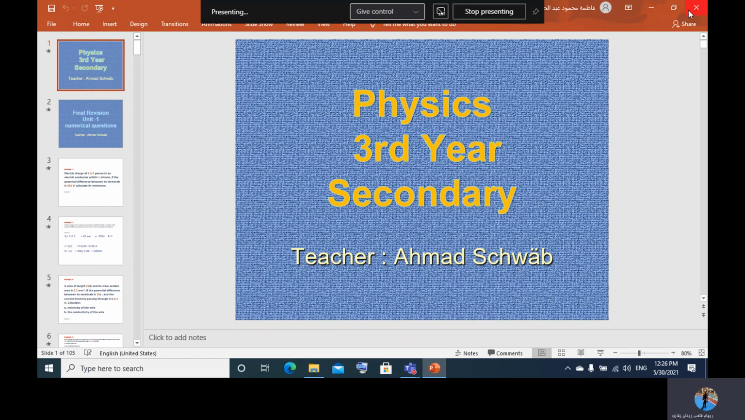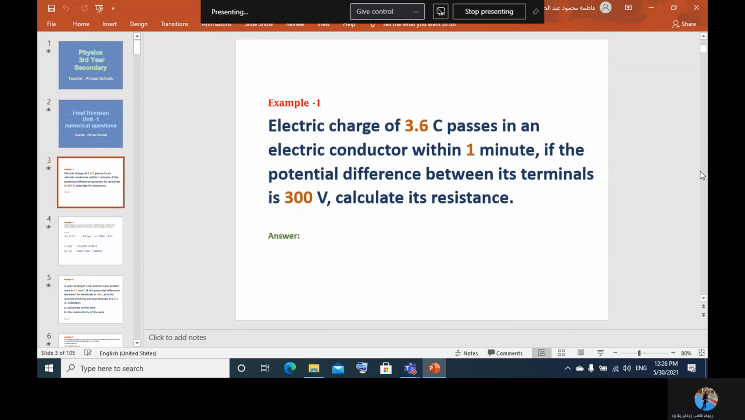Today, inshallah, we are going to revise Unit 1. We know that Unit 1 involves Lesson 1, 2, 3, and 4. For Unit 1, we are going to revise and have some problems concerning all of it. Let's read this example about Unit 1.